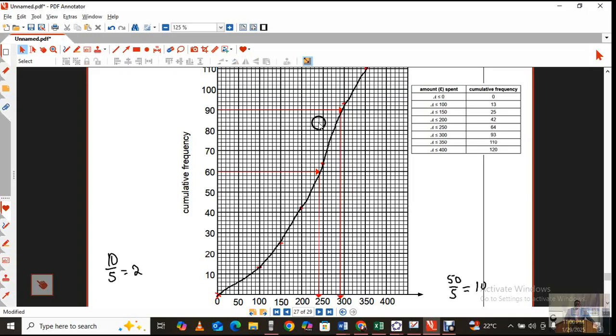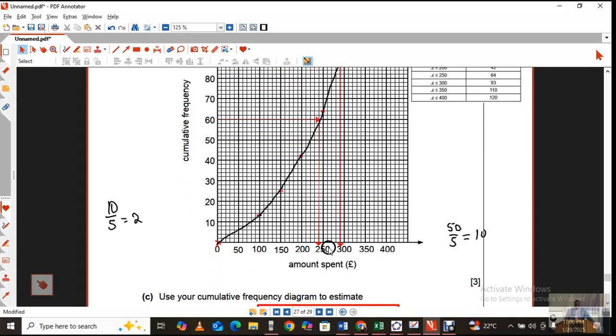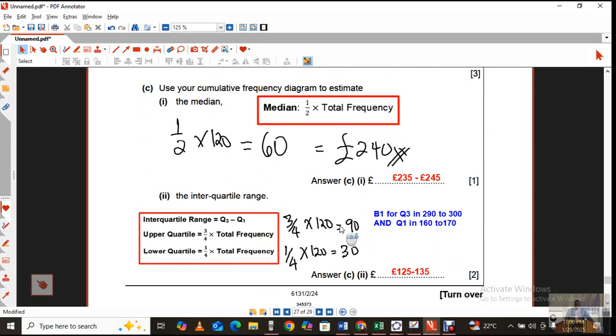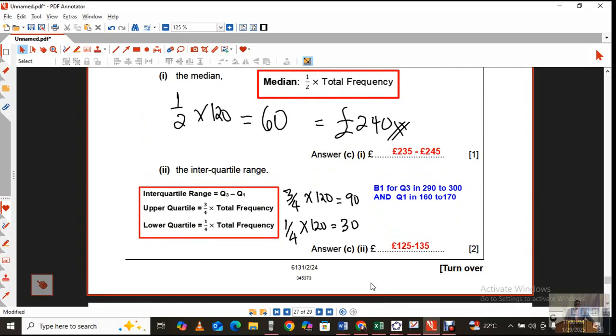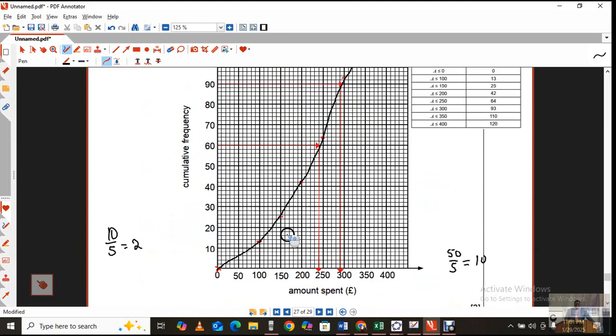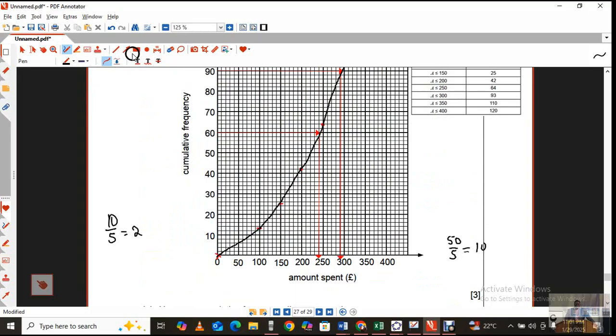There. That is 90, and I read 250, 260, 270, 280, 290. And you see I get 290. So my upper quartile range, I'll write here Q3, I got 290. So any range between 290 and 300, you get the mark. Okay. My lower quartile range, I'll have to go to 1/4. That is 30. I'll go to 30. So I'll do the same. You obviously use a ruler in the exam, 30 over there.